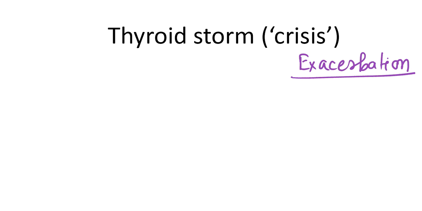So obviously, if I ask you about the treatment, you will be prompted to say that I have to decrease the levels of thyroid hormone. So what is the anti-thyroid drug of choice in case of this thyroid crisis, which is a very important question? What is the anti-thyroid drug of choice in this thyroid storm crisis? It is propylthiouracil. Make a note of it, propylthiouracil.